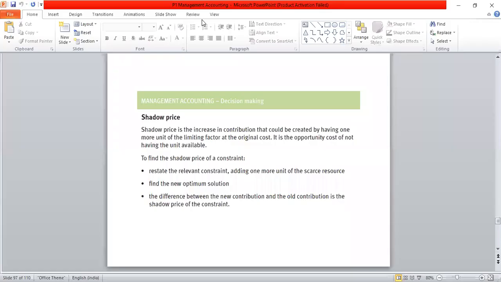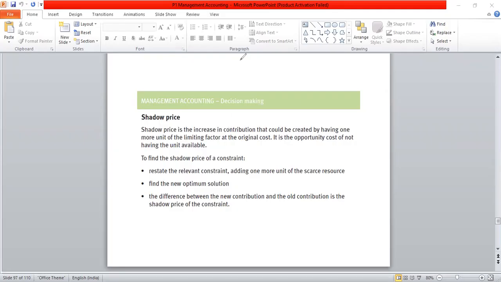The concept of shadow pricing says that in situations where there are constraints, first we have to understand what the contribution is which is generated. What is the contribution generated in this scenario of a constraint being present? That is one part. The next part talks about the contribution per unit of the limiting factor. So for every single unit of the limiting factor which is added, what is the increase in the contribution?